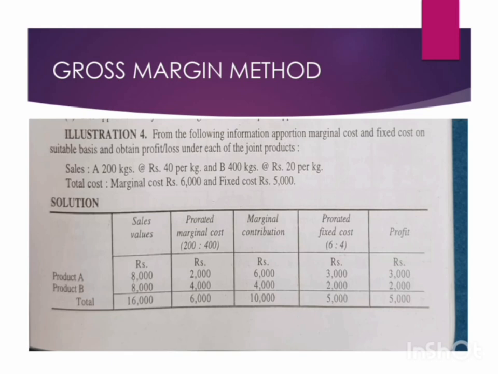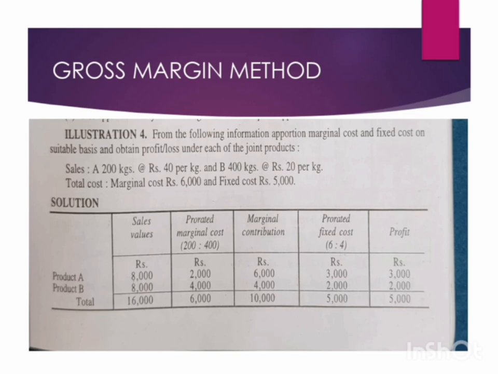And the next column is prorated fixed cost. The fixed cost is also already given in the question, which is 5,000. Now we have to split up the 5,000 between product A and product B. For this, we have to take the ratio based on the marginal contribution, which is for product A 6,000, product B 4,000, right? So this 6 and 4, we take as a ratio, which is 6:4. Now, when we divide 5,000 based on this ratio 6:4, we get 3,000 for product A and 2,000 for product B as prorated fixed cost.